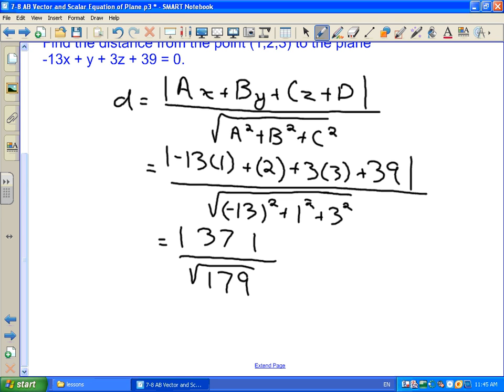And you work all this out. You get the magnitude of 37 divided by the square root of 179. And taking the magnitude of 37, of course, just gives us 37 over the square root of 179. And we're done. Okay.